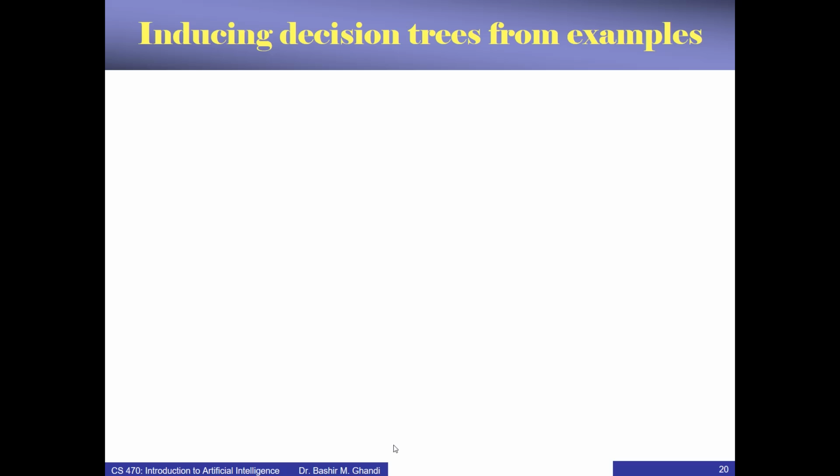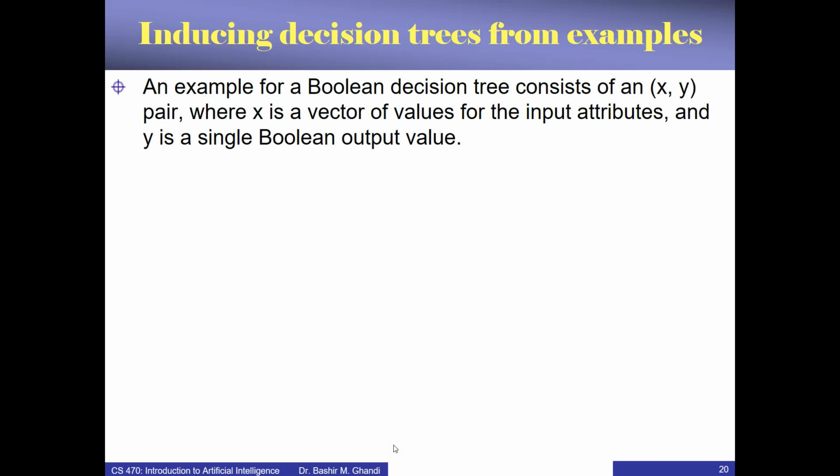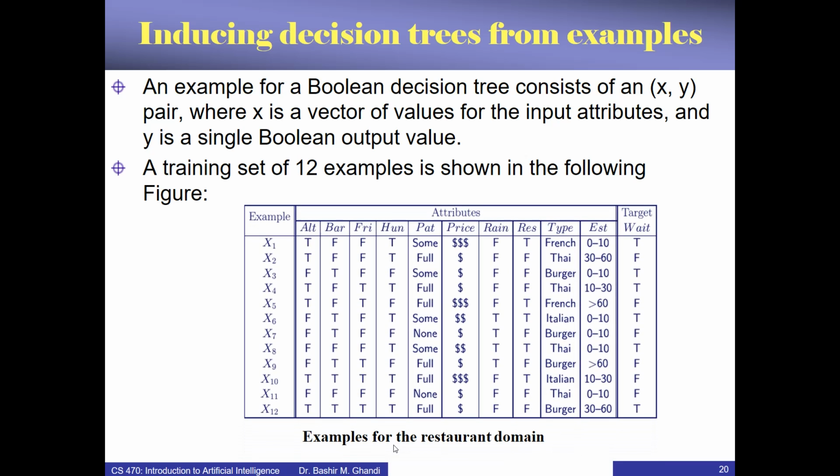Okay, so what we are going to do is we're going to see a heuristic algorithm that can help us to build a more efficient decision tree just by learning from a set of examples. So for our restaurant problem, we are going to assume we have these 12 examples.